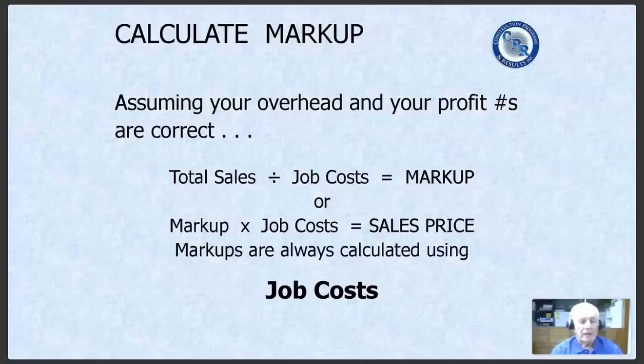So if you have a profit and loss statement, and we have to assume that those numbers on your P&L are correct, then the way you calculate your markup is your total sales divided by your job cost, or cost of goods sold, equals your markup. Now, your markup times your job cost equals your sales price. Those are just the exact same thing. Markups are always calculated using job cost, whereas gross margins are always calculated using sales price. But gross margin is another issue, so we won't get into that here.